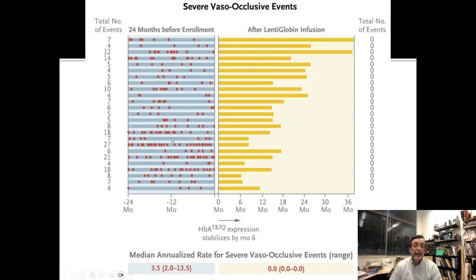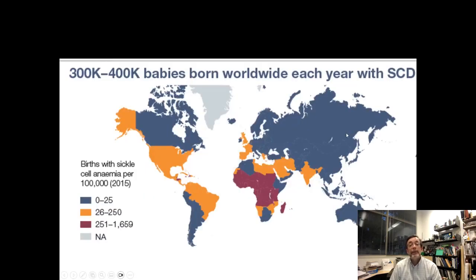This is 24 months before enrollment. Each of these is an individual patient. Each little red diamond is a sickle cell event. After the lentoglobin infusion, the diamonds go away. They had 0. Everyone who received the good mutated hemoglobin A actually continued to have 0 events after the fact. That's pretty good looking.